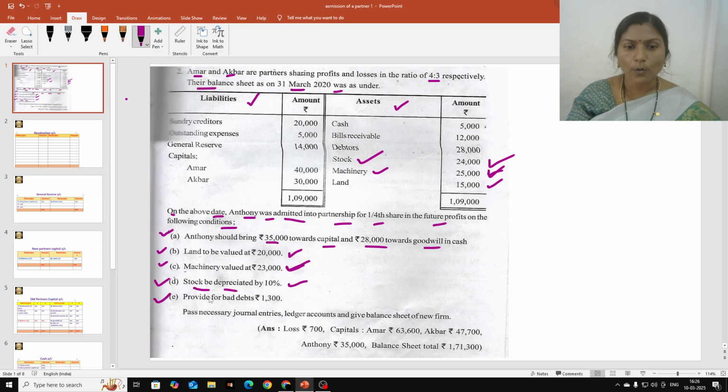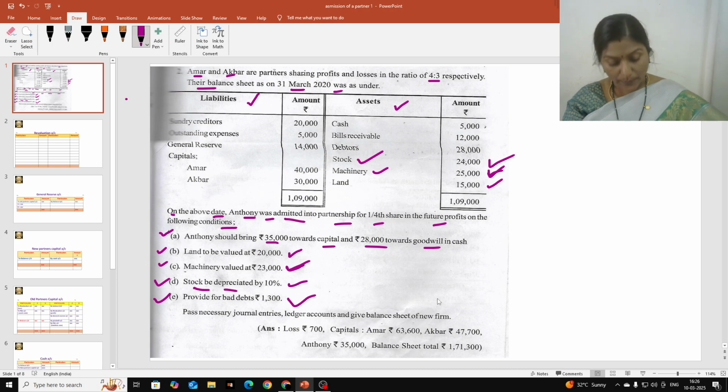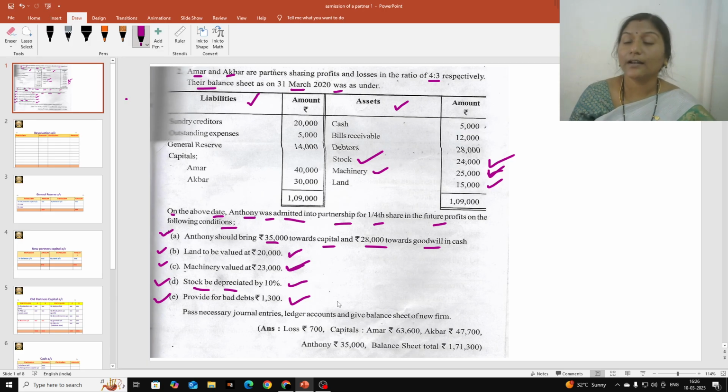Next one, provide for bad debts. Provide for bad debts means this is PDD. So PDD, whenever they are providing or creating it, we always record in the revaluation account on the debit side. 1,300 we record. If a percentage is given, we calculate that percentage on debtors. But here they did not give a percentage, they have given an amount. So we record 1,300. Hope this is clear, students.